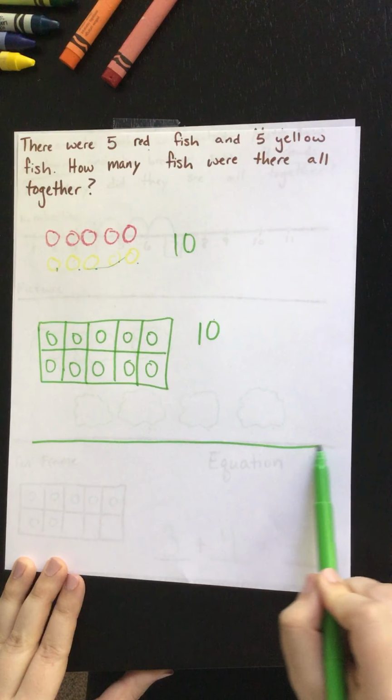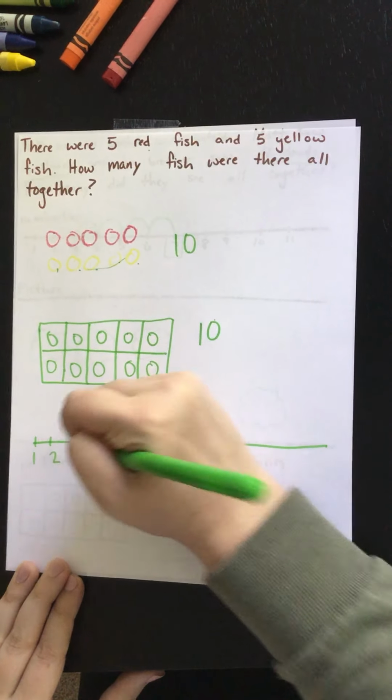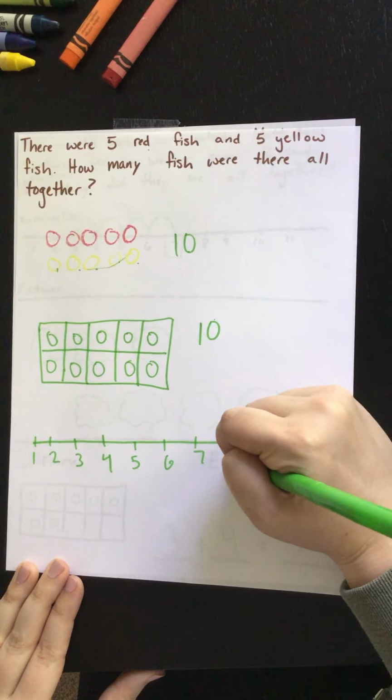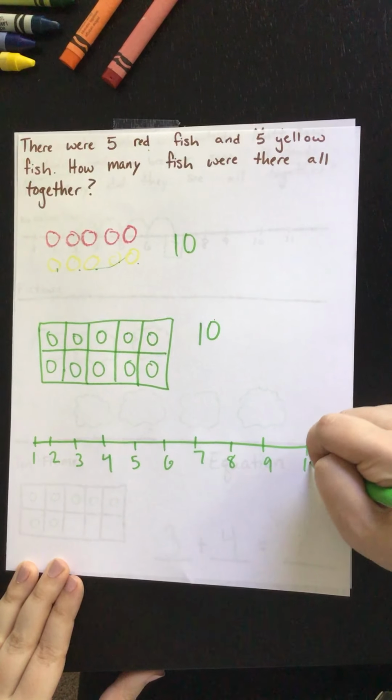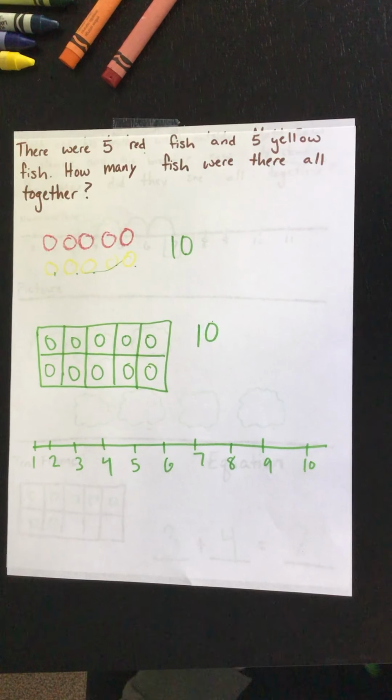Let's draw a number line. And I'm going to start my number line at 1. And I'm going to add every number until I get to 10. So there's my number line. If you need to pause this video at any time because I'm going too fast, you can do that, and then draw your number line and then start the video again so that you can do it with us.